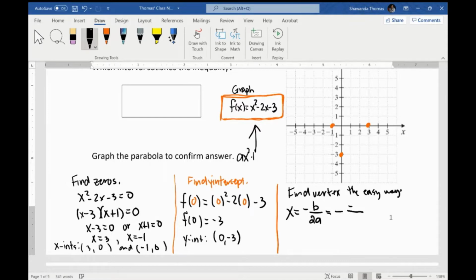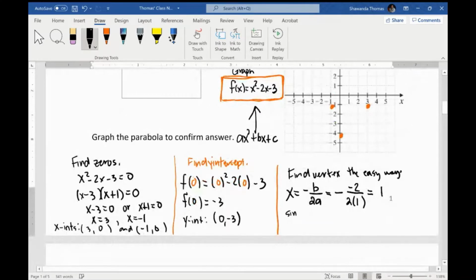This is the form, so b is negative 2. 2 times a. What is a? 1. So what is x? 1. Since x is 1, to find y, we're just going to plug it into the function. f of 1 equals 1 squared minus 2 times 1 minus 3.